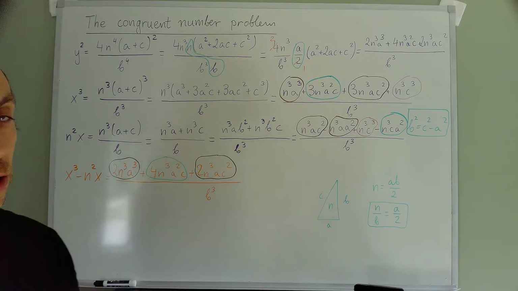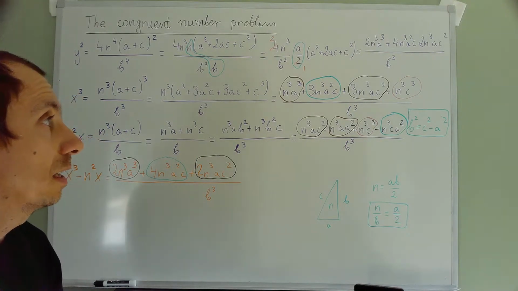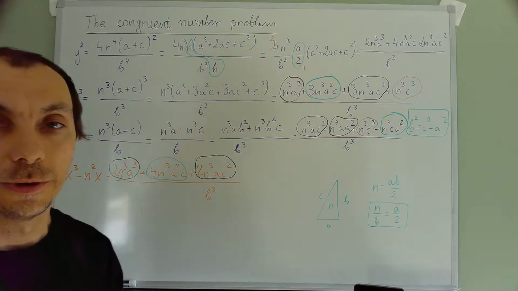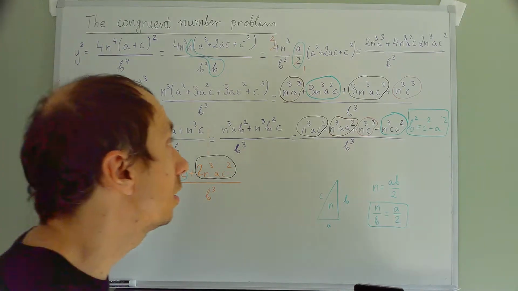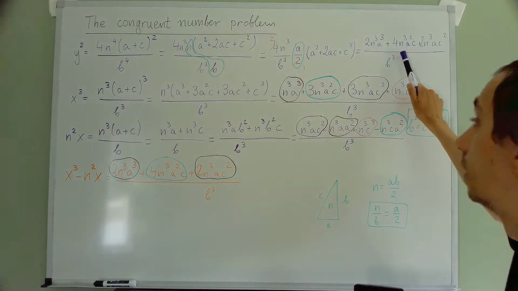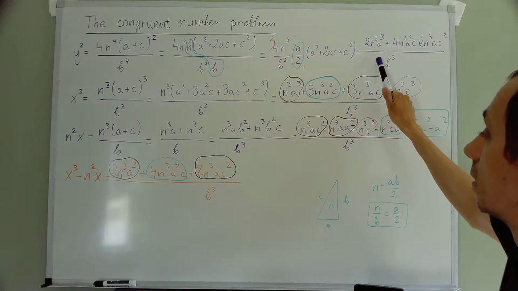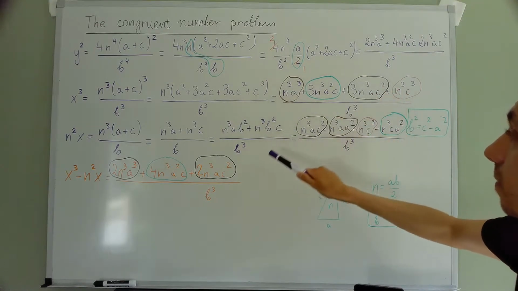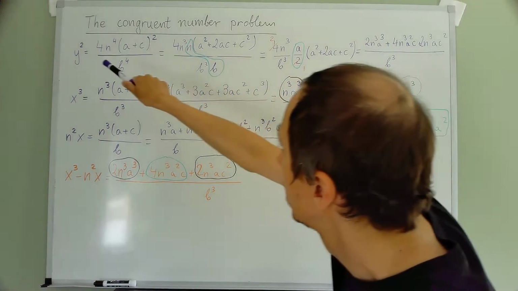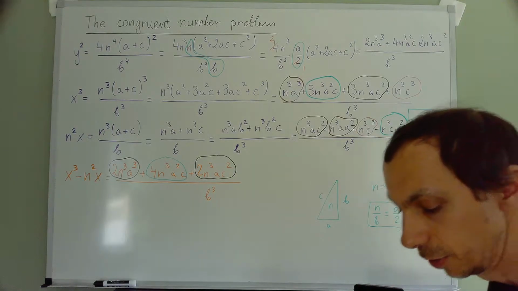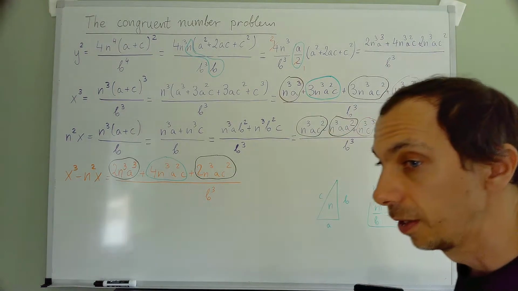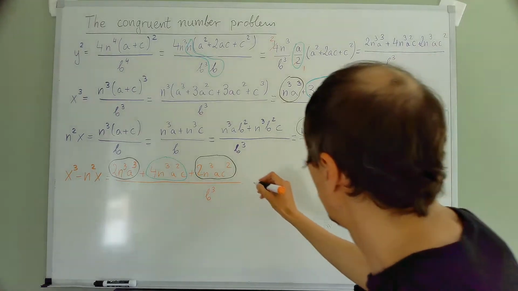But that expression is already present somewhere on the board. If you look for it, you'll find it here. No, this is exactly the same as that. Every term is exactly the same. But what is that thing? That is y squared. So that means that this whole thing is equal to y squared.